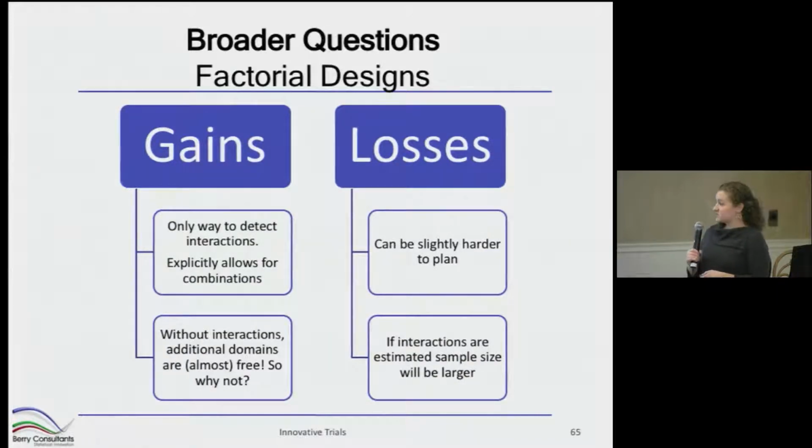So as we said, the factorial design is really the only way that you can detect these interactions if they exist, the only way that we can account for which of those factors contributes to our treatment benefit. These trials can be slightly harder to plan and implement when you have multiple factors. But the nice thing is that if you don't have interactions, it's almost free to do this, so why not? And if the interactions are there and you want to estimate them, this does typically lead to a larger sample size.